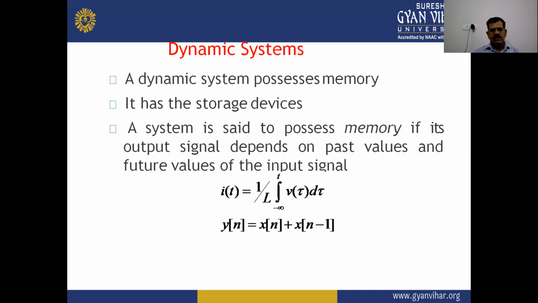Next one is the dynamic systems. A dynamic system possesses memory and it has a storage device. A dynamic system is said to possess memory if its output signal depends on past values and future values of the input signals. So here i(t) = (1/L) integration from minus infinity to t of v(t) dt, and y[n] = x[n] + x[n-1].